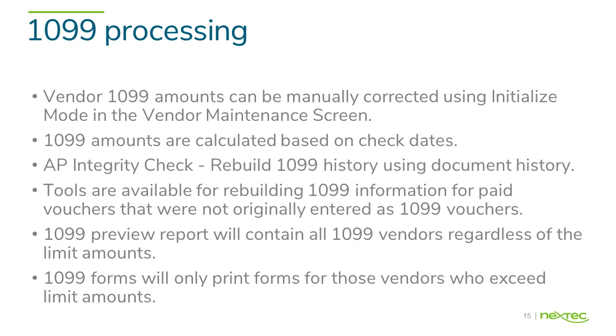amount should be. The preview report will contain all 1099 vendors regardless of the limit amounts. So I know many of you have everything set at $600. If you've got 1099 vendors that are under that $600 threshold, they'll still print out on the 1099 preview report. And then the 1099 forms, the new NEC and the old miscellaneous form, will only print forms for those vendors who exceed the limit amounts.